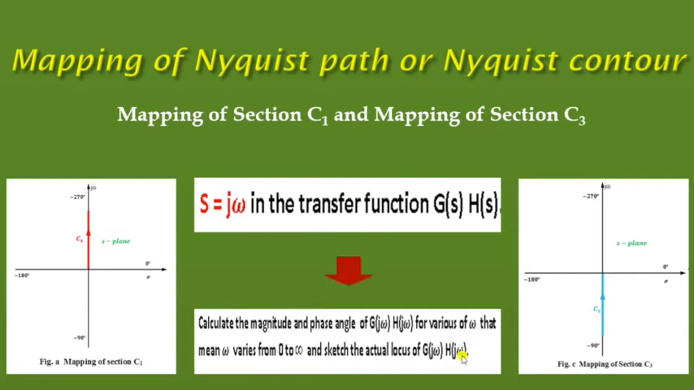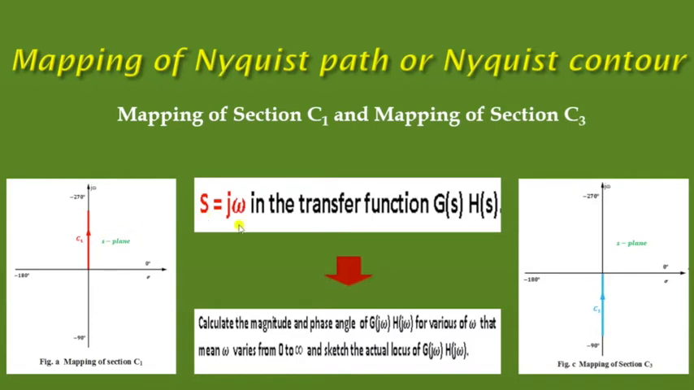The locus of G(j omega)H(j omega) as omega varies from 0 to infinity will be the G(s)H(s) contour in the G(s)H(s) plane corresponding to section C1 in the S plane. This locus is the polar plot of G(j omega)H(j omega). So there are three methods of mapping of section C1.